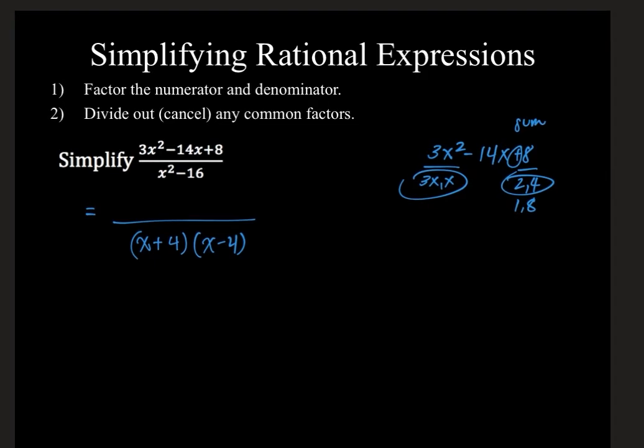Since they're both negative, maybe I'll put x minus 4 for one factor, and then the next one is going to be 3x minus 2. We do the cross multiplication to check our work. Negative 2x and negative 12x comes out to negative 14x. So I know this is the correct factorization of that trinomial: x minus 4 times 3x minus 2.